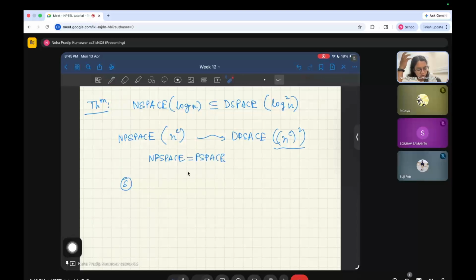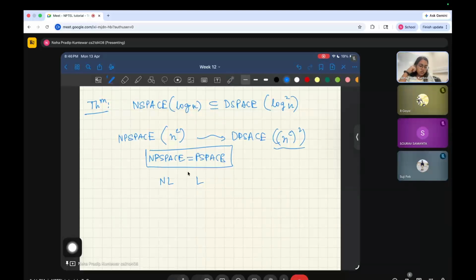Because a polynomial amount of non-deterministic space can still be simulated by a deterministic machine with polynomial space. So this is a nice consequence of Savitch's theorem, but this does not solve the NL versus L problem, because if you do a quadratic blow up of this, log n is asymptotically smaller than log squared n. If you are with higher space, these constants are subsumed, but in terms of asymptotics, these are separate.